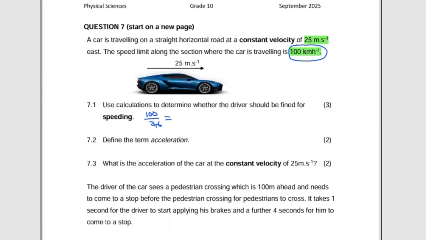So I'm going to get a value of 27,78 meters per second, right? So now this is what I'm actually having, right? Therefore, for me to compare, I'm going to say 25 meters per second is actually less than the speed he is supposed to be traveling at, which is 27,78 meters per second, right? So he is traveling at 25.